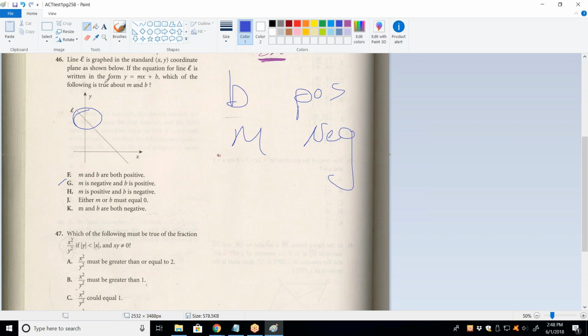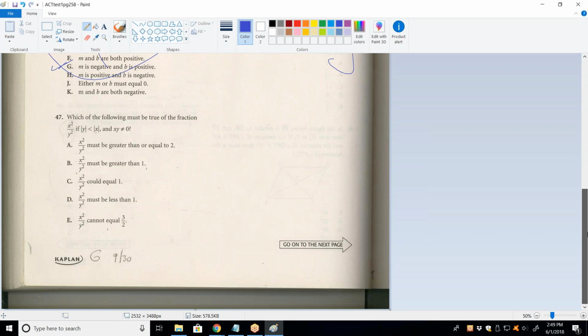In other words, don't make some of these harder than they need to be. Now, they're telling you that that's the line. In other words, that cannot be the line. It's the line they're showing you. And clearly the y-intercept's positive. Clearly the slope is negative. That's the only thing they're asking about. I found an answer. 10-second problem. Go on to the next. Okay.